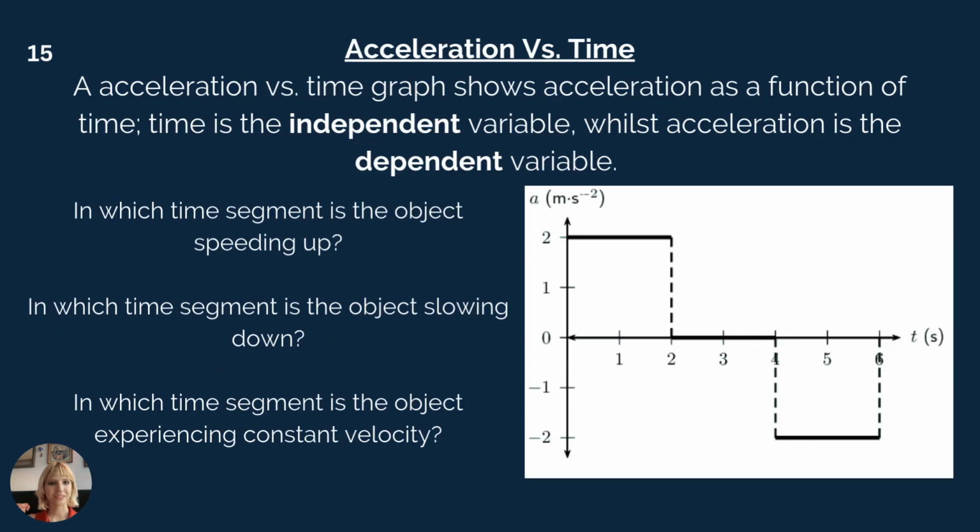Okay, acceleration versus time. An acceleration versus time graph is acceleration as a function of time. Time is the independent variable, and acceleration is the dependent variable. And go ahead and think about these questions for a second.